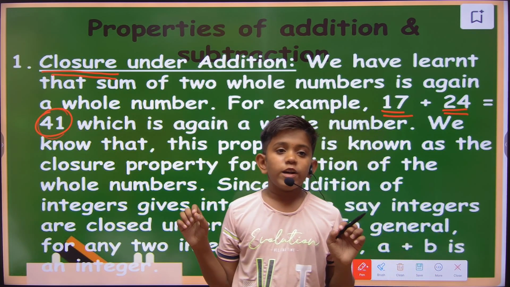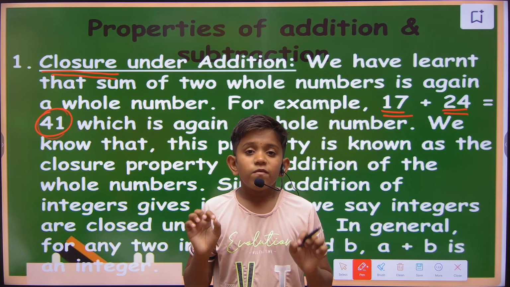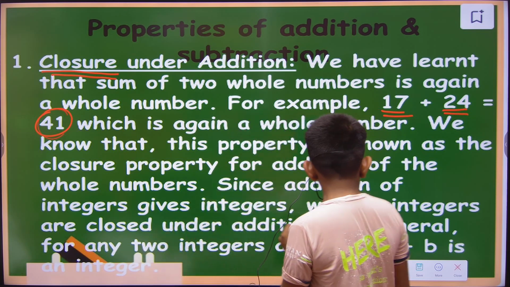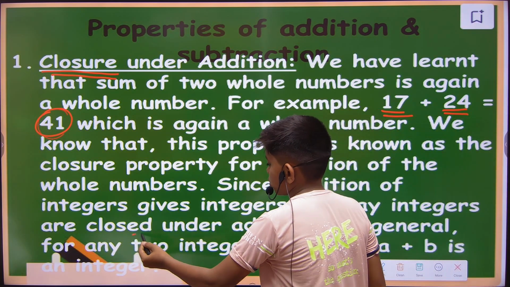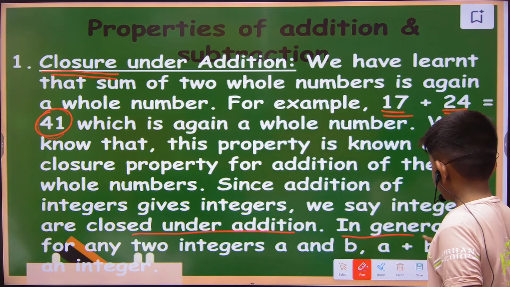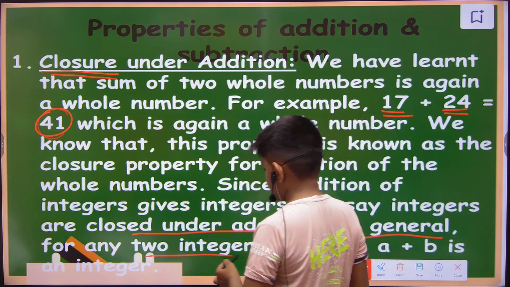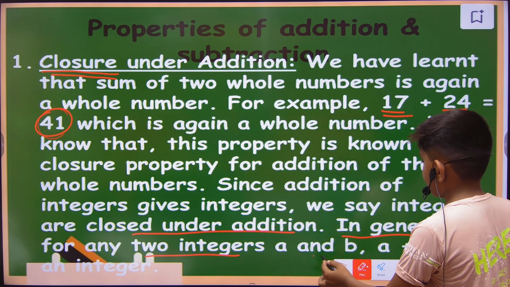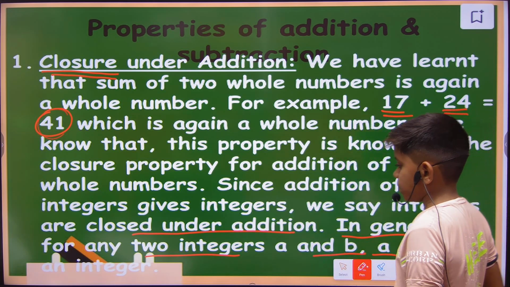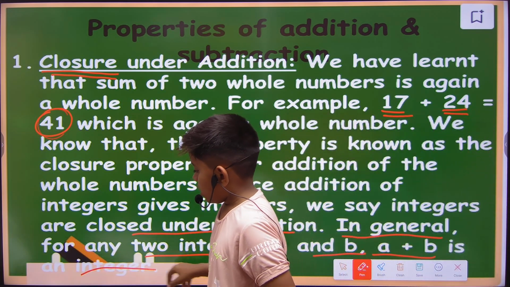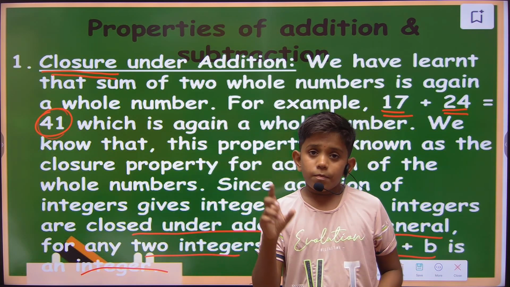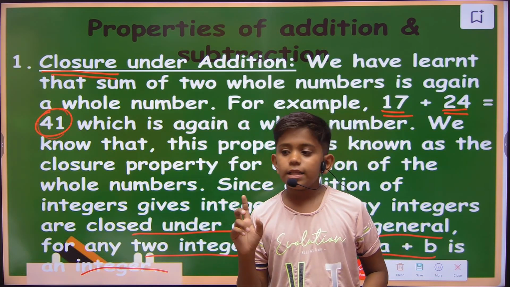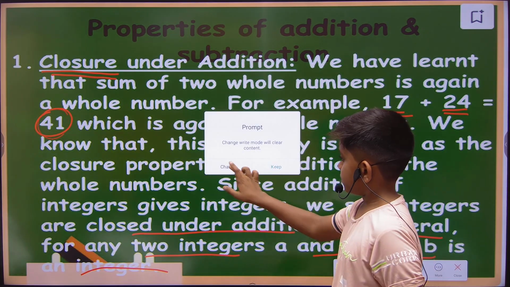Since addition of integers gives integers, we say integers are closed under addition. In general, for any two integers a and b, a plus b is an integer. Means if we take any two integers a and b and add them, we will also get an integer.